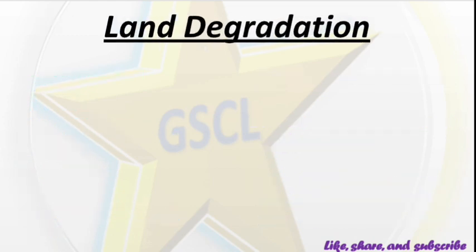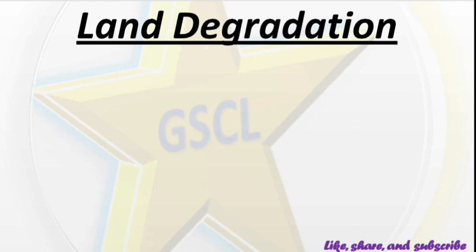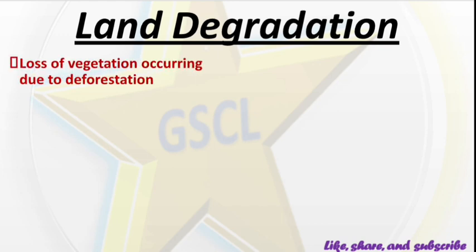Related to the environment, one of the major issues that we are facing is land degradation. Here is the list that expresses the reasons for land degradation. Loss of vegetation occurring due to deforestation. Constant and reckless cutting of trees has led to reduction in green cover and deforestation. This has led to land degradation.